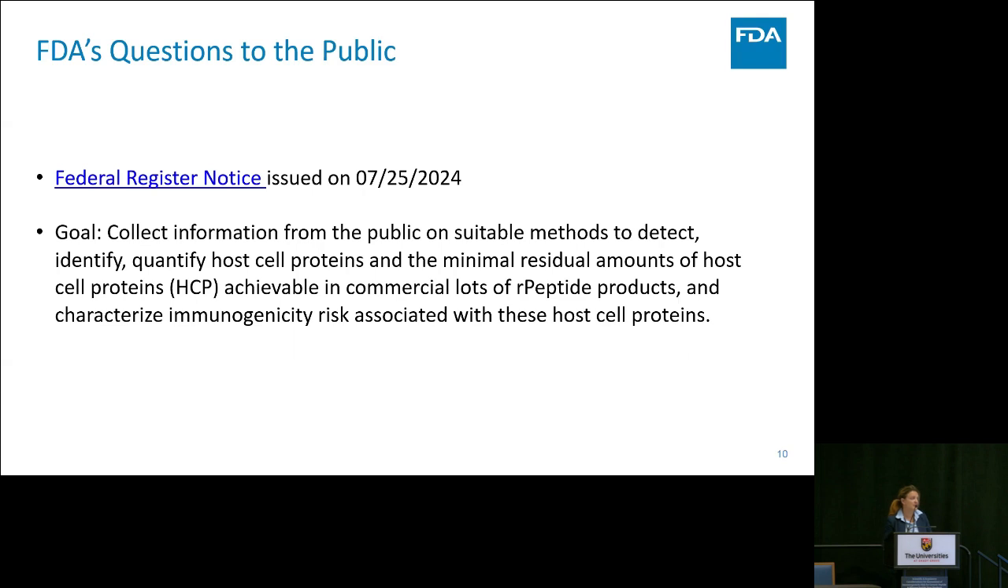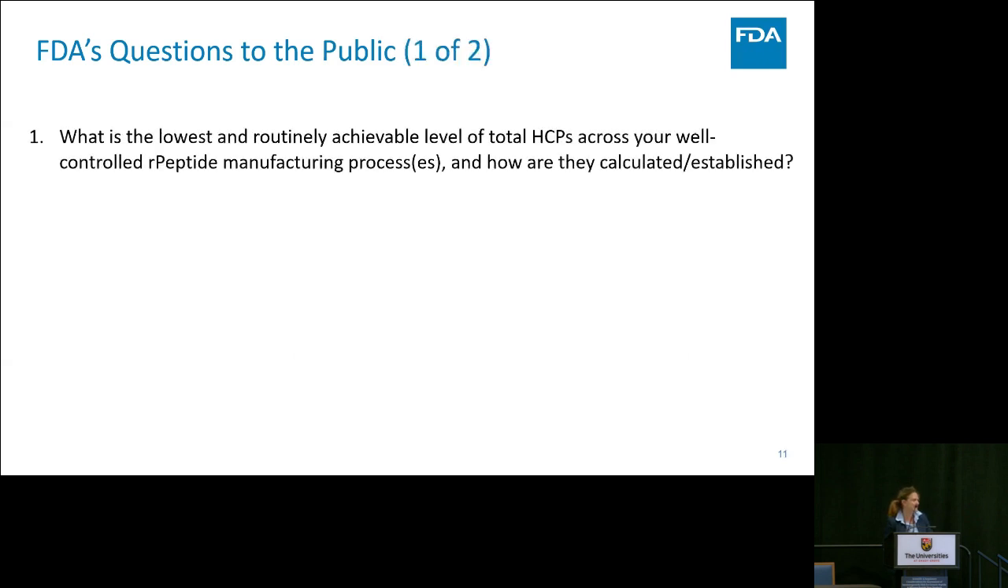And specifically, we're interested in the methods that are used to detect, identify, and quantify host cell proteins. We are interested in the minimal residual amounts that can be achieved, because we think that a lot of manufacturers could go down much below the upper limit of 100 parts per million. And we are interested in how the risk associated with these host cell proteins is characterized.